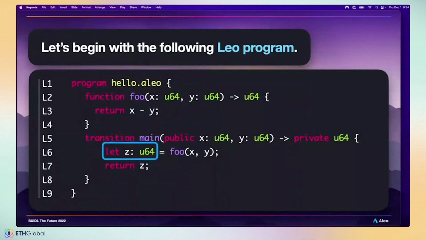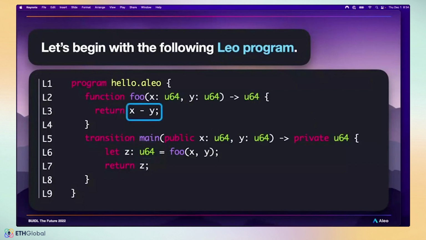So one thing to call out here is that Leo is a strictly typed language. Every variable declared needs to have its type. And this is mainly to enforce safety during programming. We're also investigating implementing type inference to make this a little bit more ergonomic, but more to come down the line.